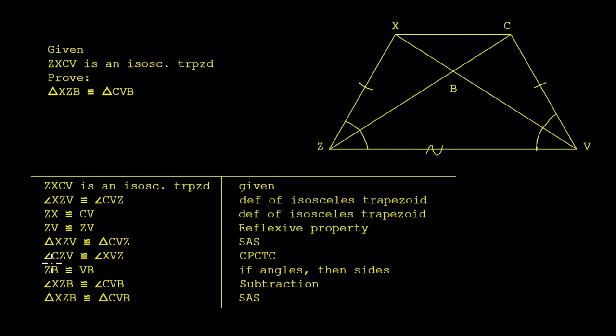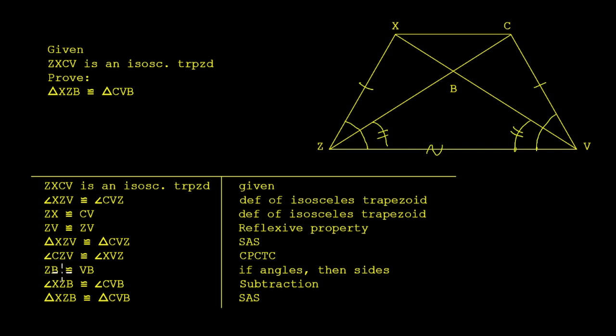From there, angle CZV is congruent to angle XVZ, CPCTC. Corresponding parts of congruent triangles are congruent. So angle CVZ right here is congruent to angle XVZ right there.